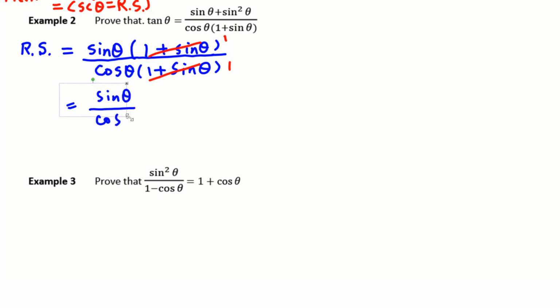And we know that this is from the quotient identity. Sine theta divided by cosine theta is tangent theta, and that is your left side. Then right side equals left side, therefore it is proven. So this is another trig identity you have proven.